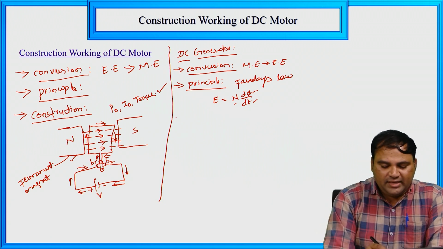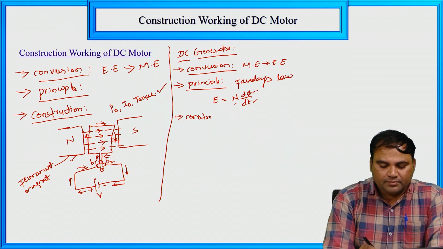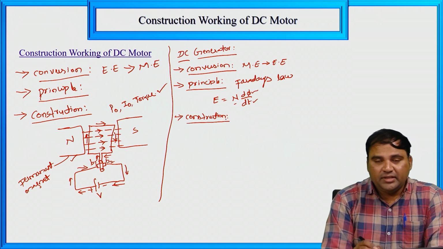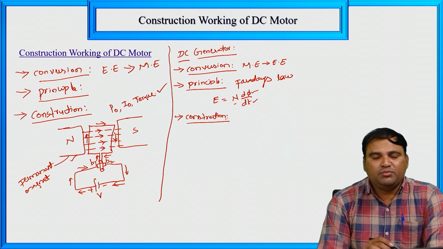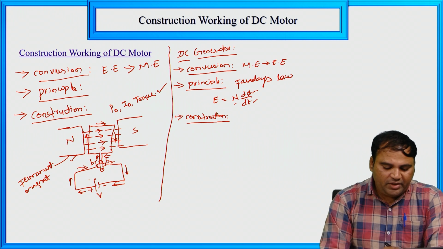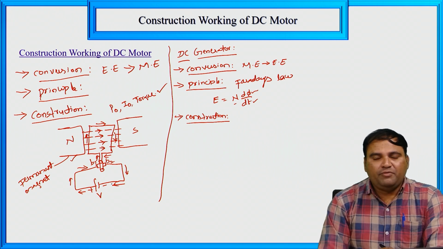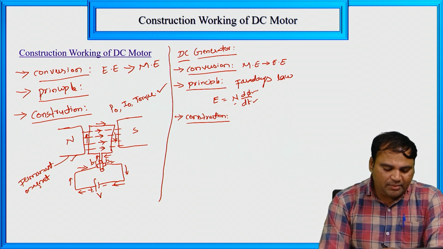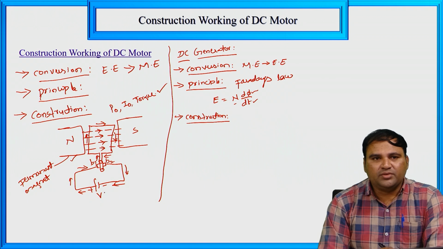Now in this case also we have the construction. From the construction point of view, there is no difference between the DC motor and the DC generator. The only difference is that for the DC motor we need to give the DC supply, while for the DC generator, in place of the DC supply, we have to connect a load.